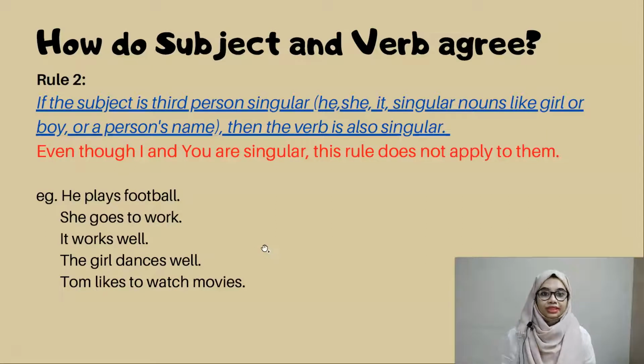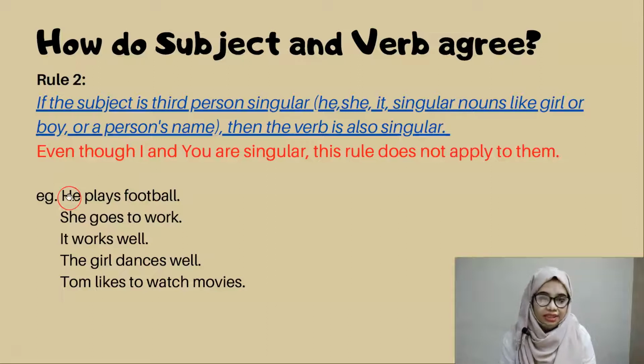Coming down to the second rule. If the subject is third person singular, like he, she, it, singular nouns like girl or boy or a person's name, then the verb is also singular. So basically, if the subject is singular, then the verb is also singular, but the exception is that even though I and you are singular, this rule does not apply to them. So this is where it gets confusing. So I and you will follow the first rule, and I and you will not follow the second rule, even if they are singular.